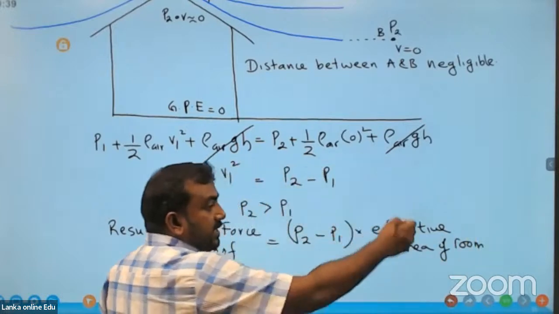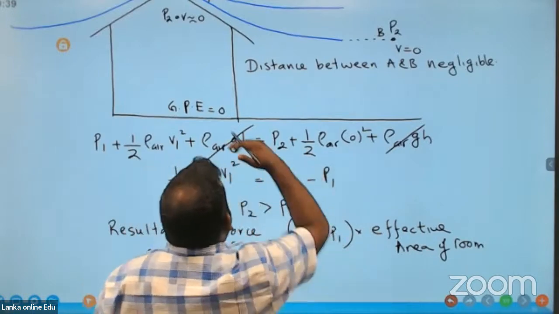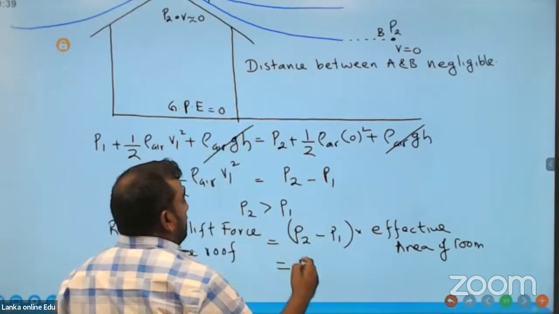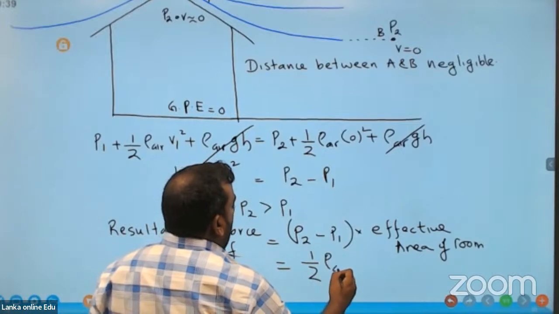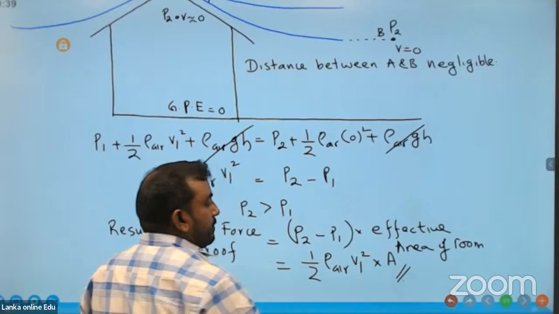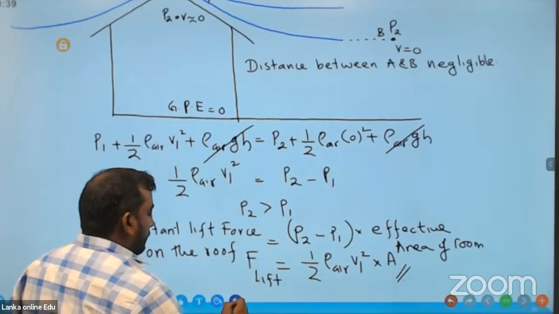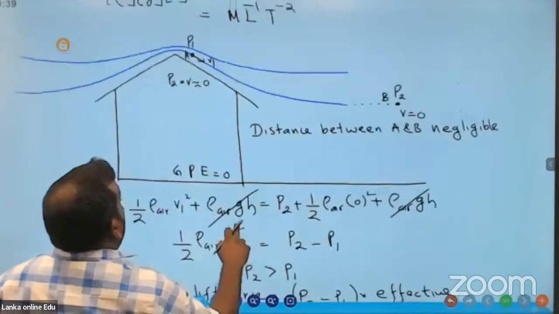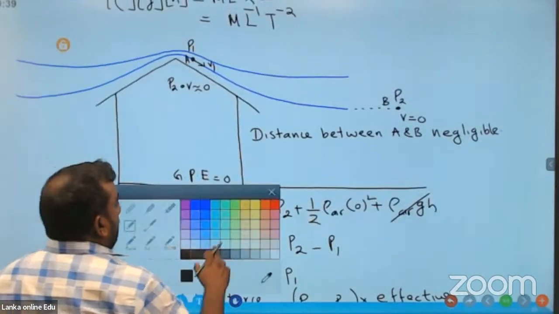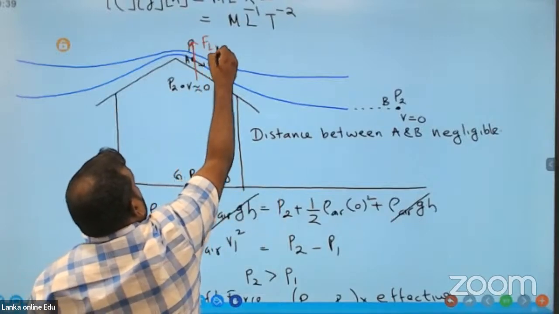So pressure difference into area is F. Simple, no? The pressure difference between here and there is given by half density of air V1 squared times effective area. There you go. So this is the lift force acting on the roof. If you mark it very carefully, here there will be a resultant lift force acting in the upward direction.